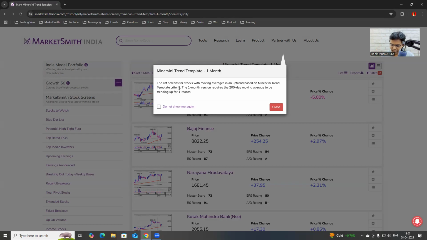So it includes relative strength, it includes criteria for 52-week high and low, and it includes the moving averages. So it's a very simple technical filter. It does not contain the fundamentals, and the filter is kept very broad. Now, in this case, the Minervini trend template 1 month, the specific criteria is the 1 month version requires the 200-day moving average, that means the red line, to be trending up or sloping up for at least 1 month. Okay, so minimum 1 month has to pass where the red line is sloping up.